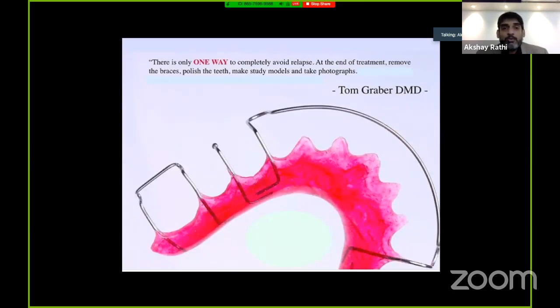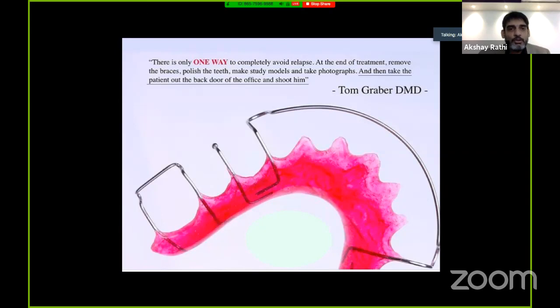There is only one way to completely avoid relapse at the end of the treatment. And I am not saying this. This is given by Tom Graeber. Yes, the same Graeber whose textbooks you have all read in BDS. At the end of the treatment, remove the braces, polish the teeth, make study models, take photographs. So how will you prevent relapse? That comes in the last sentence. Okay, that's the only way.